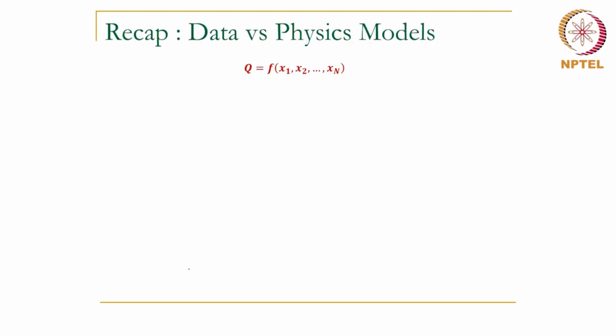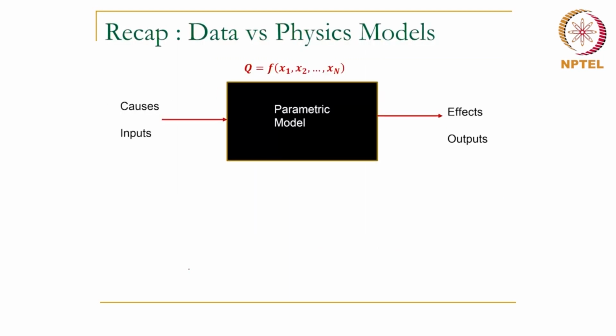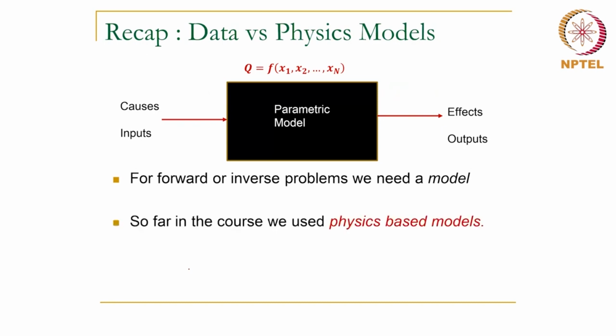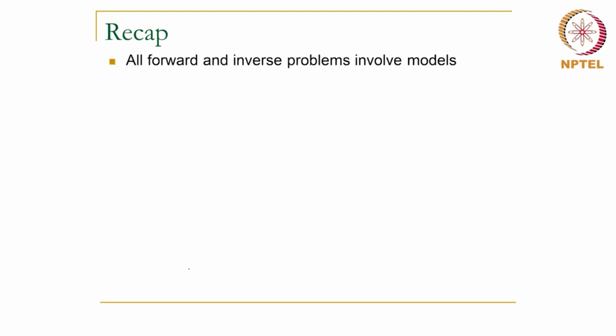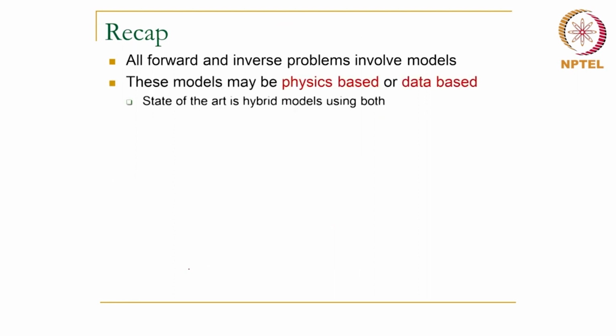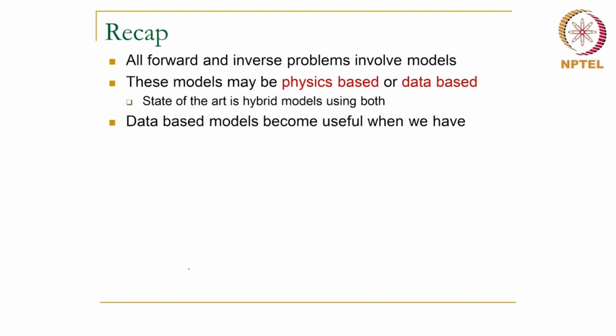So last class we saw this idea of having data versus physics models. For whether we are doing forward problems or inverse problems, we need a model for how our inputs or causes are related to outputs or effects. So far in this course and practically throughout your IIT education, we would have seen physics-based models for the most part. But we could also collect historical or experiment data and create data-based models, which is what we are going to see. And one specific example of that is the neural network model. So remember that all forward and inverse problems involve models. So this could be physics-based or data-based.